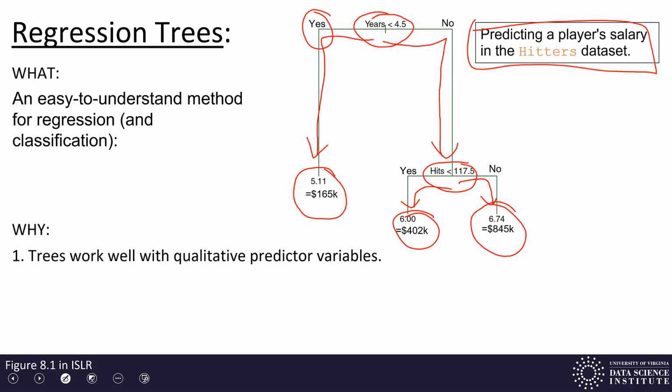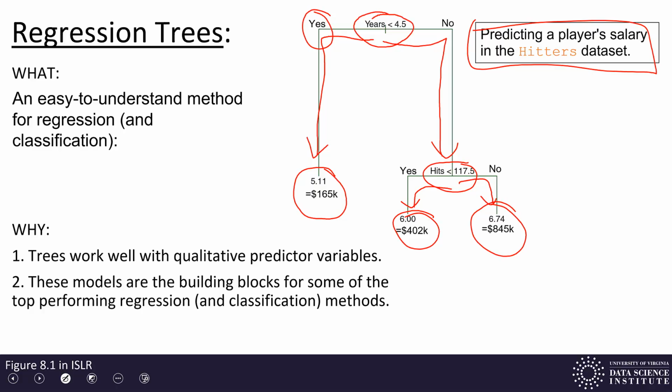Well, trees work well with qualitative predictors. That's one advantage. We've checked a threshold on years and hits in both of these cases, but if it was some sort of qualitative predictor, then you could send one category down one side, another category down the other side, and it would work fine. A lot of our regression methods, linear regression, they don't work well or easily with qualitative predictive variables. You have to do some work with those to get them to work.